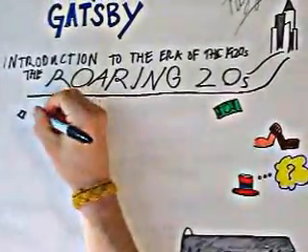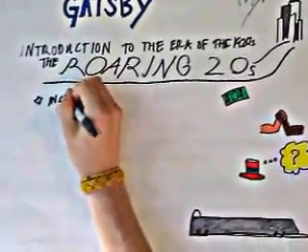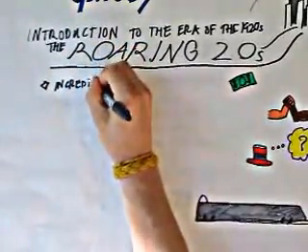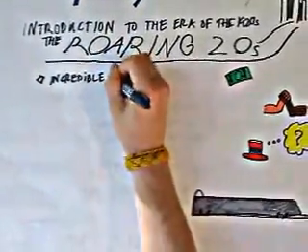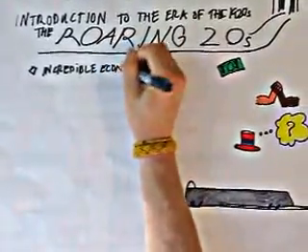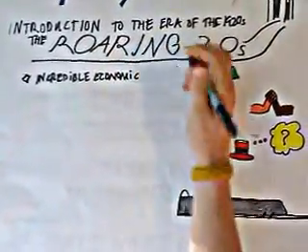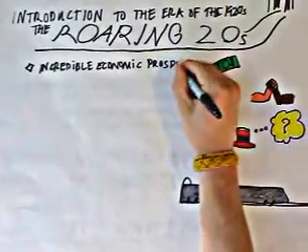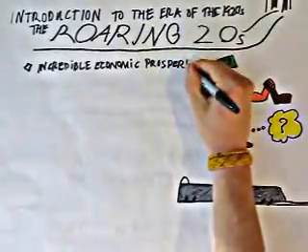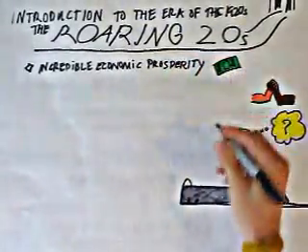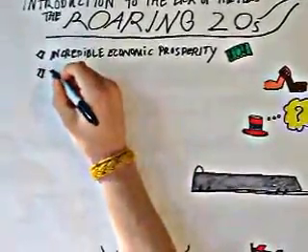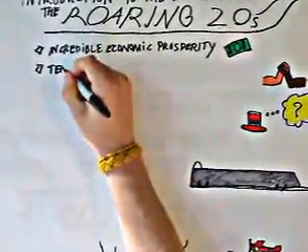So first, there was a huge explosion of incredible economic prosperity. The stock market was going crazy. People were spending money like absolute crazy. So that was great. Also, there were a lot of new people coming to America.